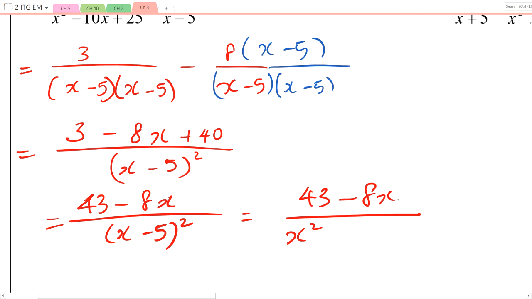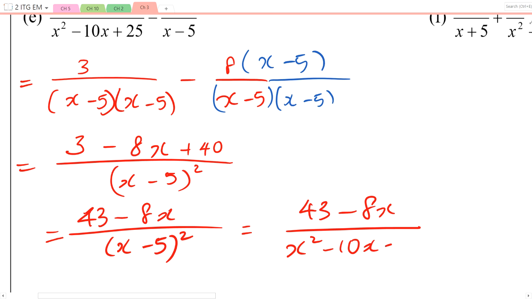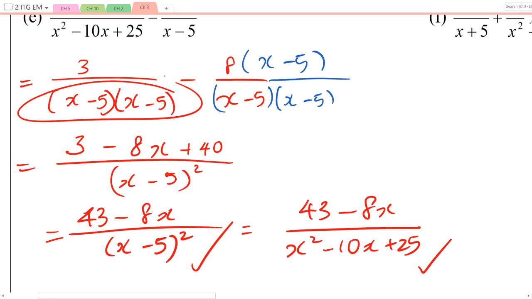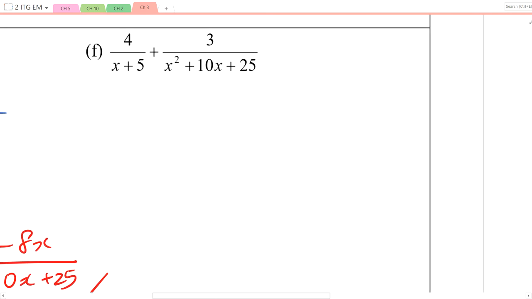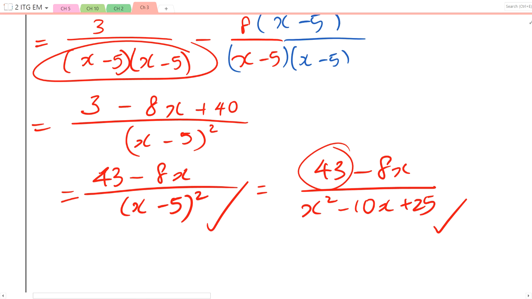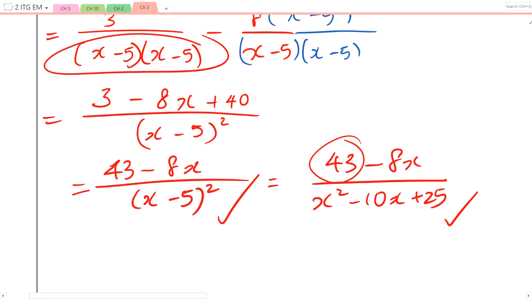43 minus 8x. You can leave it like this or... Okay? What? Yes, you leave it like this, you'll still be correct. Any other questions? Yes? Negative 8x? Yes, they are the same thing. I just prefer to start with a positive number. It's just me. Okay? Moving on. X minus 5? Yeah, I already said can.